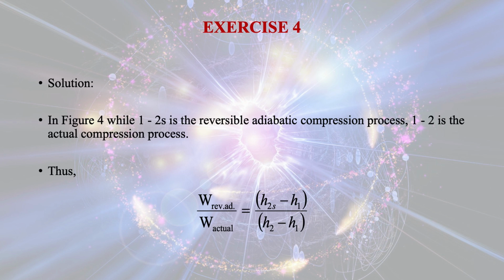In figure 4, while 1 to 2s is the reversible adiabatic compression process, 1 to 2 is the actual compression process. Thus the reversible work done divided by the actual work done is defined as the efficiency. So now we can see how we can proceed for this problem.